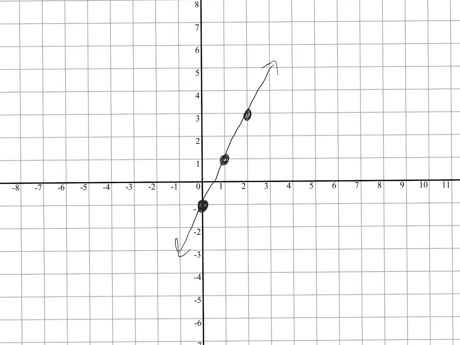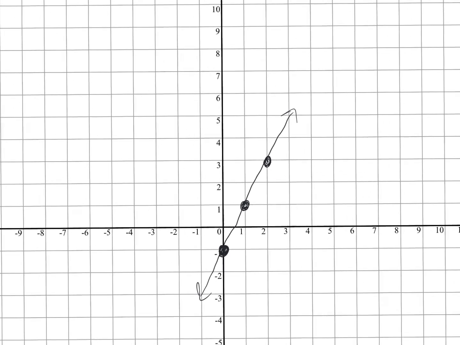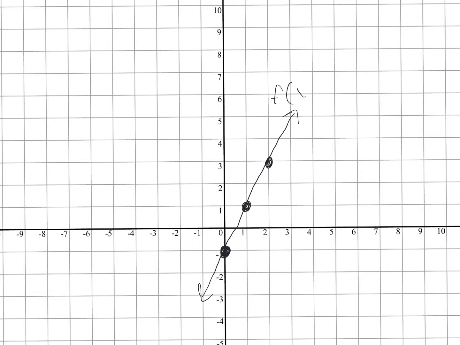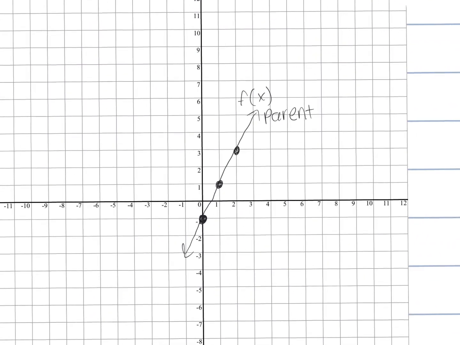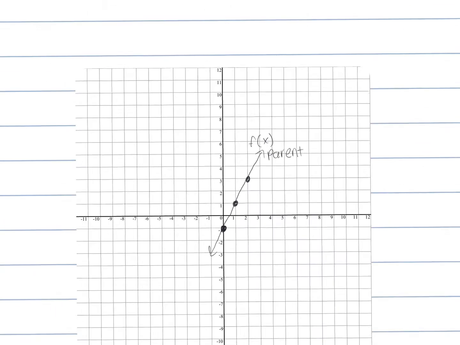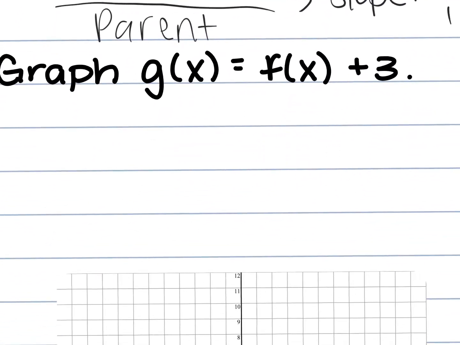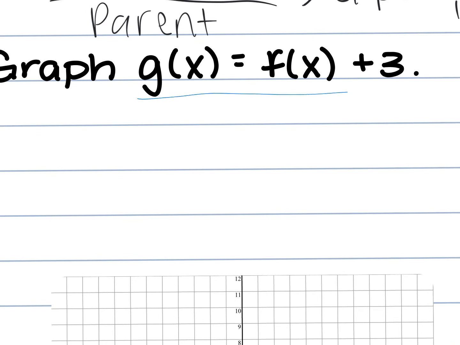Did we get this line? Okay. Label this. What was our function? It was f of x, correct? And also put the word parent next to it. Okay? This is the original. This is the parent function. This is where we started. The second, which is going to be in blue, is going to be our transformation. Okay? All right. So go back up and look at g of x. Underline it in blue and label it your transformation.